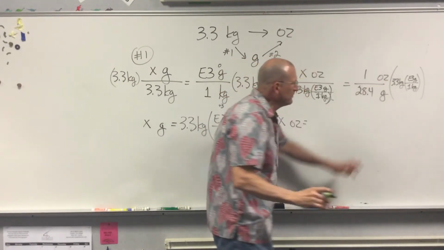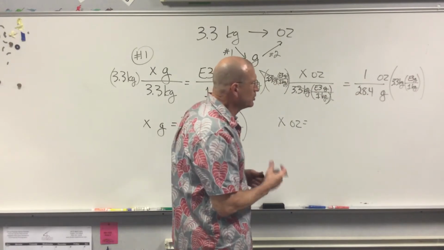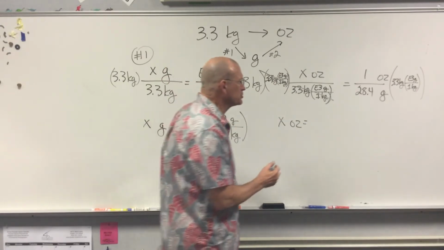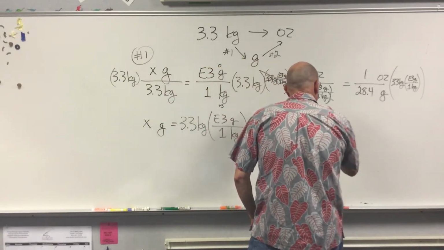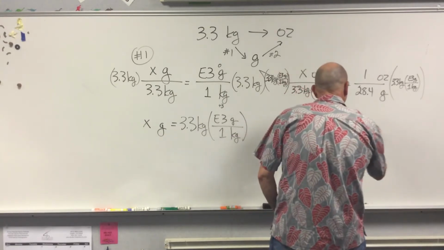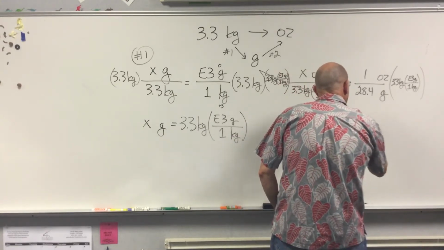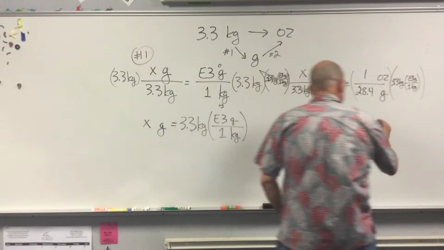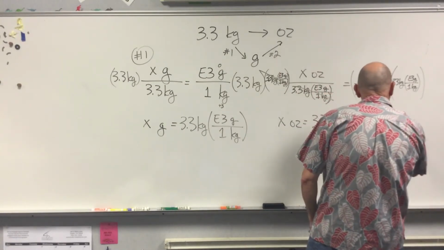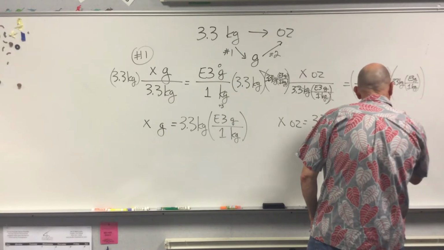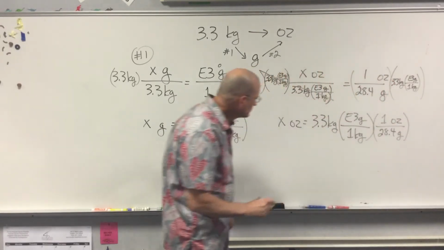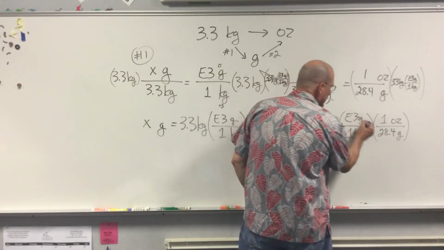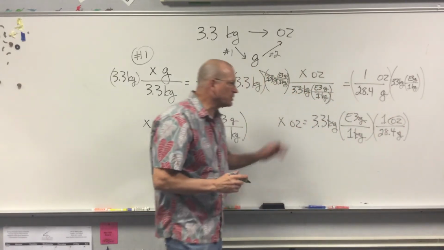Over here, if I rearrange this so it looks more like what we want when we go through the shortcut method, I'm going to put the 3.3 kilograms first, and then I'll have my E3 grams over 1 kilogram. And then, if I put these in parentheses, I have 1 ounce over 28.4 grams. So if we look at the units in our setup, the kilograms would cancel, the grams would cancel, and that leaves us with our ounces.